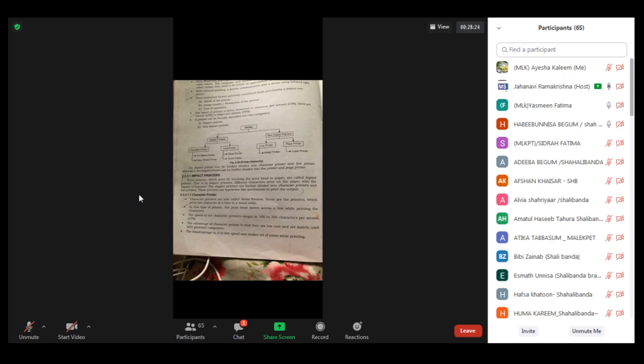As the hierarchy goes, the types of printers are impact and non-impact. The one which makes noise, where there is pressure like the printer head striking, you call it impact. If no such technology is used, you call it non-impact.